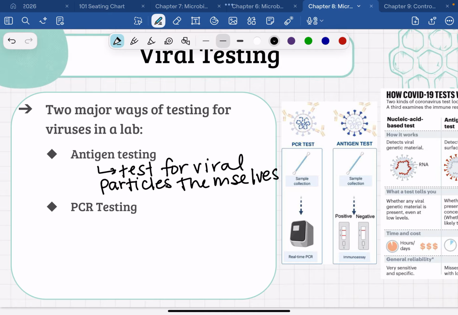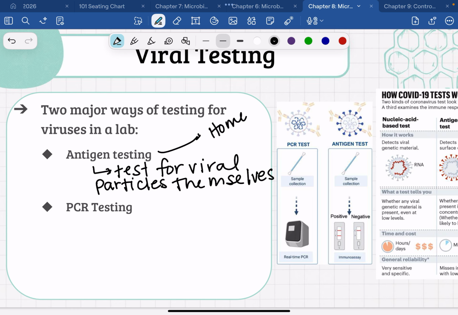Okay? And antigen testing is what you do at home, right? These are like the home tests where, right, you stick the swab up your nose and then you stick it in the tube and then you put a couple of drops on the little card and then it goes across, and if there's 2 lines, you have the flu. If there's 1 line, it's negative. Okay, what that is doing is testing for those antigens.